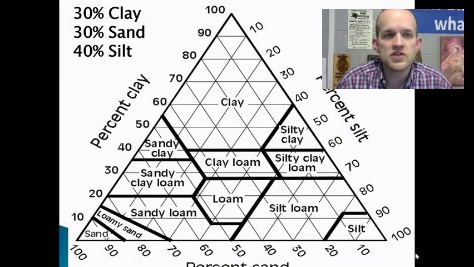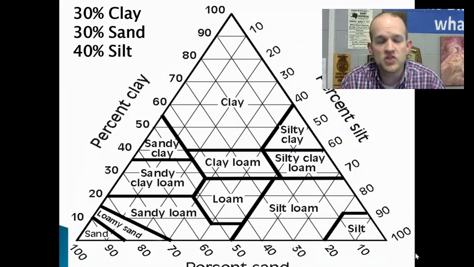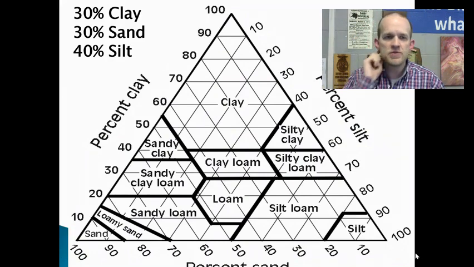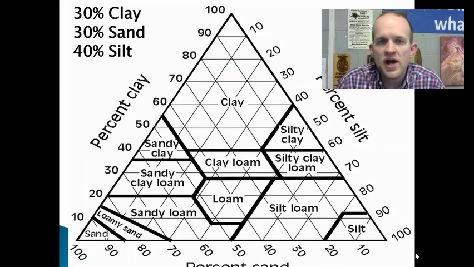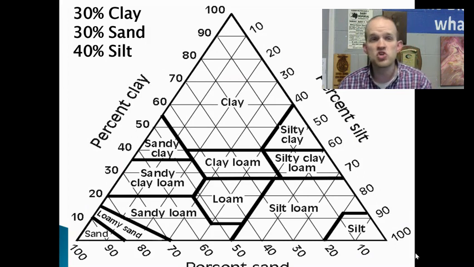So let's try one of these. If you look in the top left-hand corner, you notice I have 30% clay, 30% sand, and 40% silt. In all of these scenarios, what do they need to add up to? Well, of course, they need to add up to 100, right? Okay, so they're going to add up to 100. So all I have to do is trace them across.